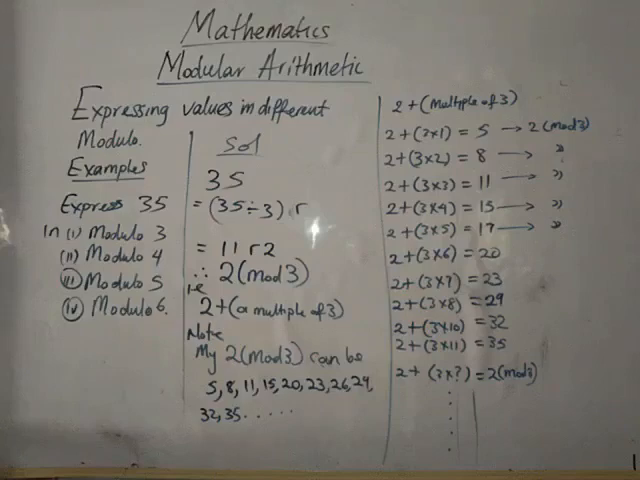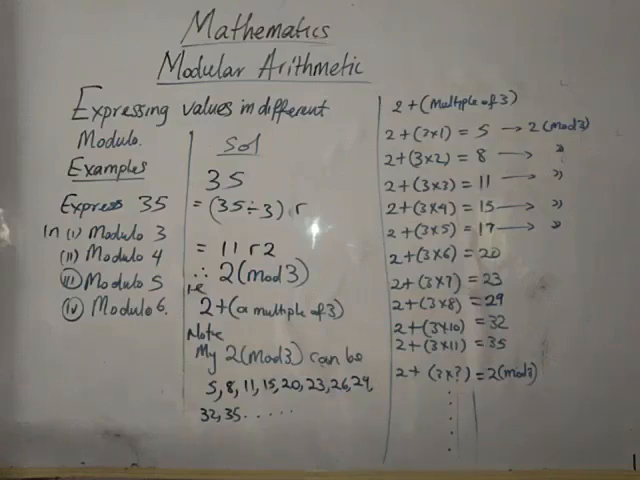My 2 plus 3 times 2, which is 8. 8 can be 2 modulo 3. My 11 can be 2 modulo 3, which will give me 2 plus 3 times 3. My 2 plus 3 times 4, giving me 14, can be expressed as 2 modulo 3. On and on, meaning I just have a multiple of 3 to be considered with respect to what? The remainder. So the remainder is what we are focusing on in this case.